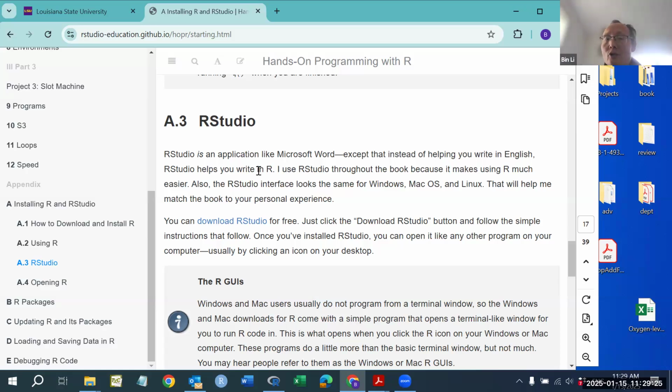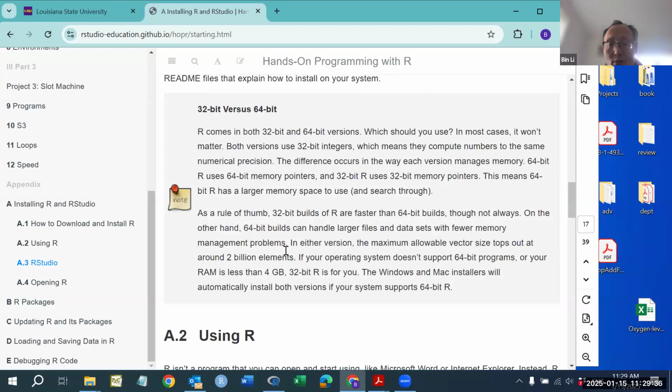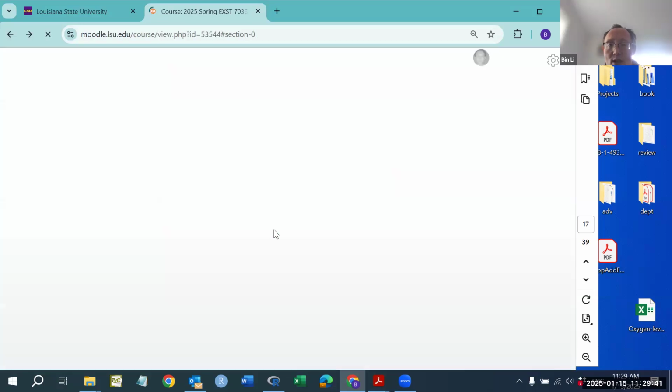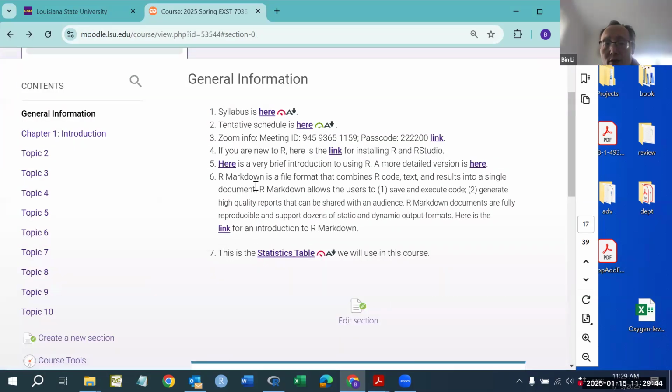But to use RStudio, you need to download R first, and then download RStudio. Then you need to download some packages. So take a look, and you will see the benefit of using RStudio. For an introduction to R, this is a link that shows a very brief introduction. Just 5 minutes, you will see what R is and how to use it. For a much more detailed version, you can see this one.